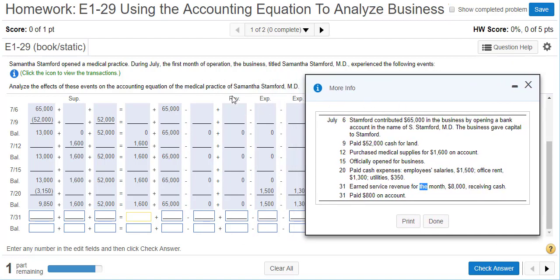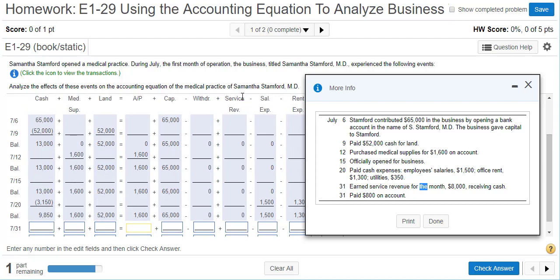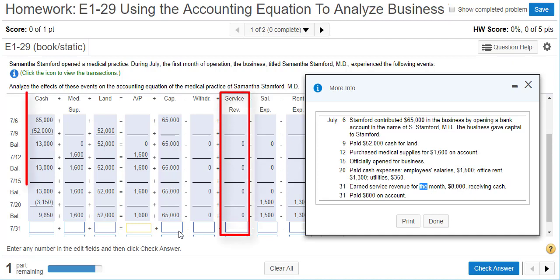So we know revenue, which is what this REV stands for up here, this service revenue is being affected. And we know we have more cash. So cash is going up. So I'm going to put positive 8,000 under cash. And since we sold our services, we have to record service revenue. And service revenue is also going to be a positive because revenue is always going to be increasing.